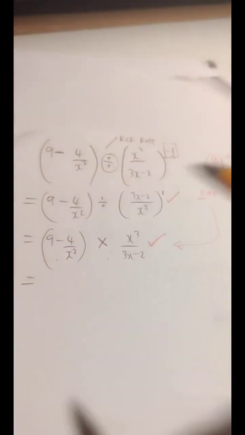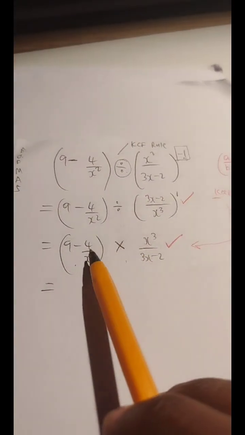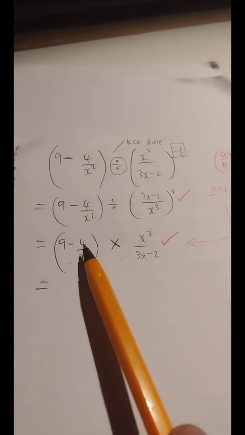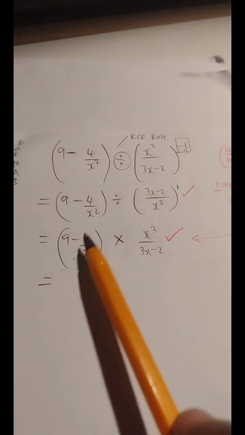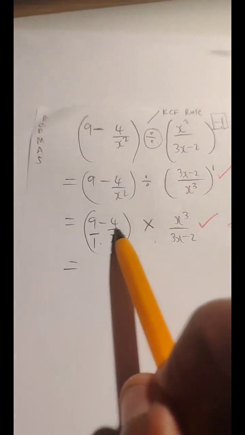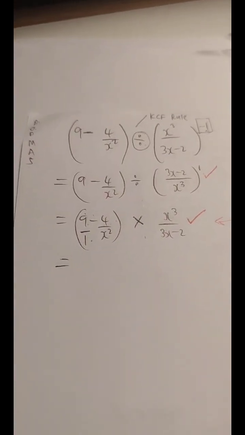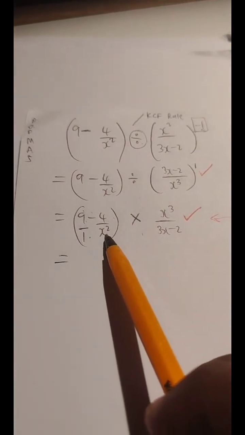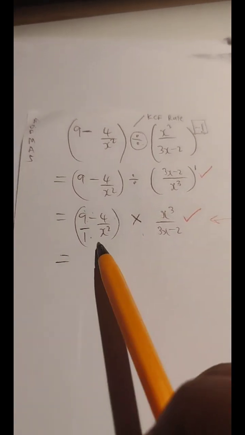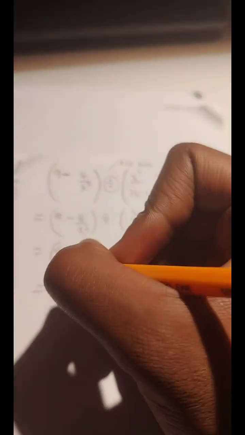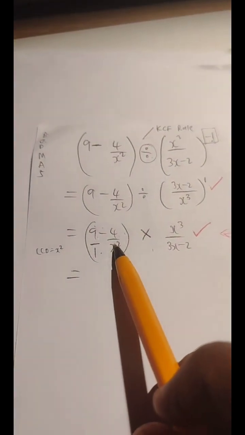So anyways, now that we've done that, I think we can focus back on this problem. We have 9 minus 4 over x squared. Inside this bracket, let us deal with what is inside. Guys, this is a typical subtraction of two fractions. This is 9 over 1 minus 4 over x squared. Now when you have two fractions, we need what we call the LCD. So between 1 and x squared, we know that the LCD is x squared. So what do we do if we know that the LCD is x squared for this?